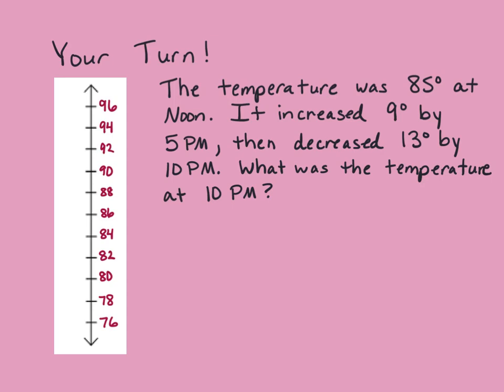Okay, so the temperature starts at 85 degrees, so we could mark that here on our number line. And then it increases 9 degrees. So after a 9-degree increase, that would be 94 degrees at 5 p.m. And then a decrease by 13 degrees by 10 p.m. So we need to go down 13 degrees. And we see that after dropping from 94 down 13 degrees, it ends at 81 degrees. So the temperature at 10 p.m. was 81 degrees.